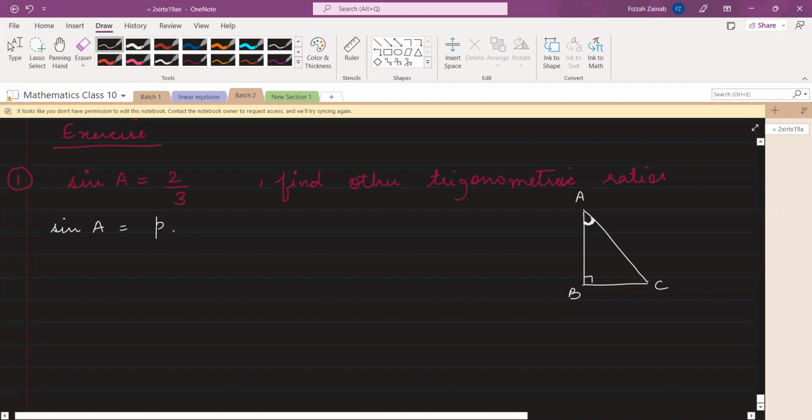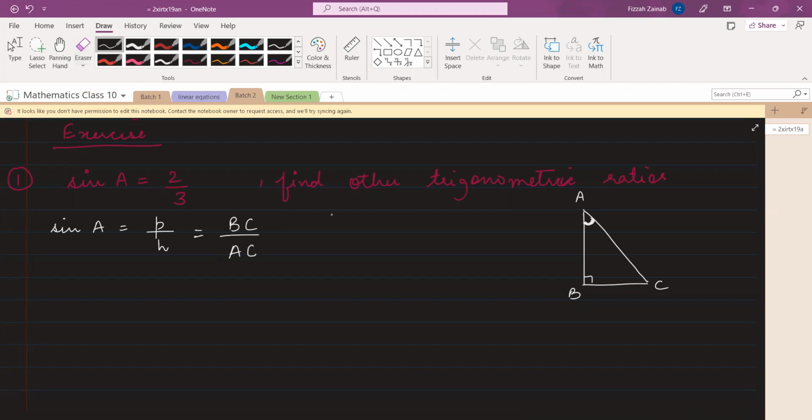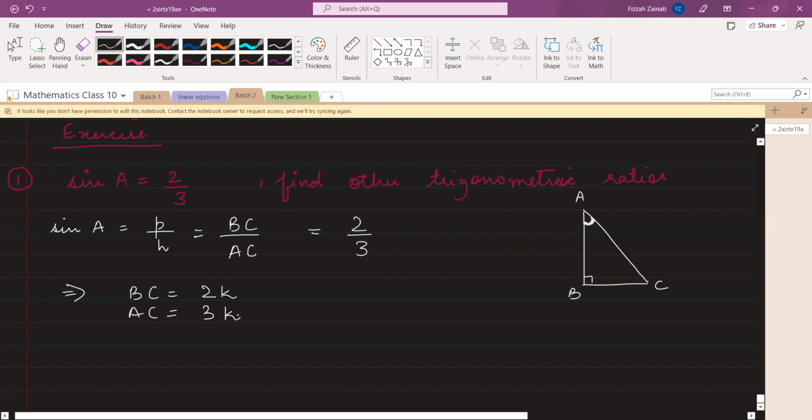Now sine of A. Now sine we know is perpendicular by hypotenuse, right? So if I'm taking this angle A, perpendicular is BC, hypotenuse is AC. Now this is given to be 2 by 3, right? So from here I can conclude that BC is 2 times of something and AC is 3 times of the same number. Heman, is this clear? K, is that clear? So BC is 2K and AC is 3K. Should I explain it, Heman?